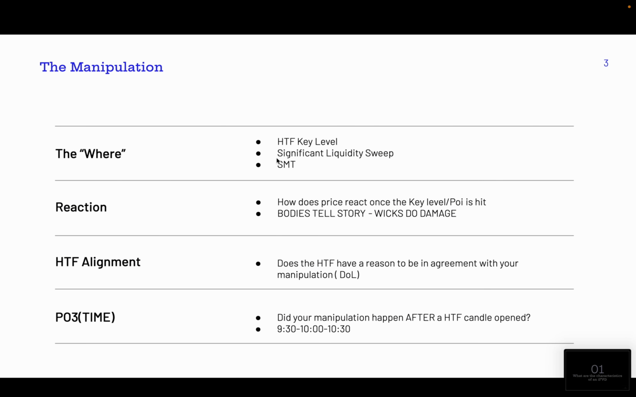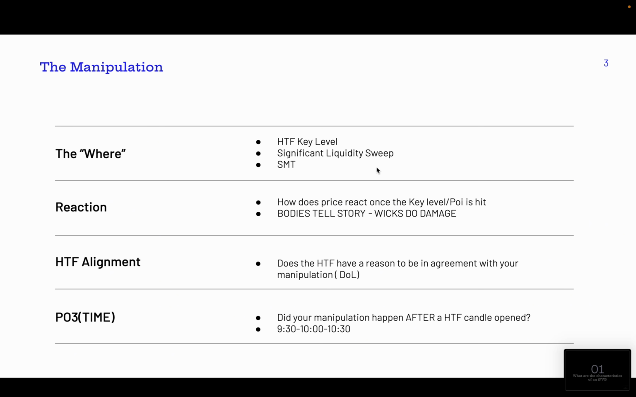So what do I look for in manipulation? Well, obviously the where. So where can we manipulate? What's that criteria that you're looking for? Number one thing is going to be that high time frame key level. This will be like 15-minute fair value gaps, 30-minute fair value gaps, 4-hour fair value gaps. You get the point.